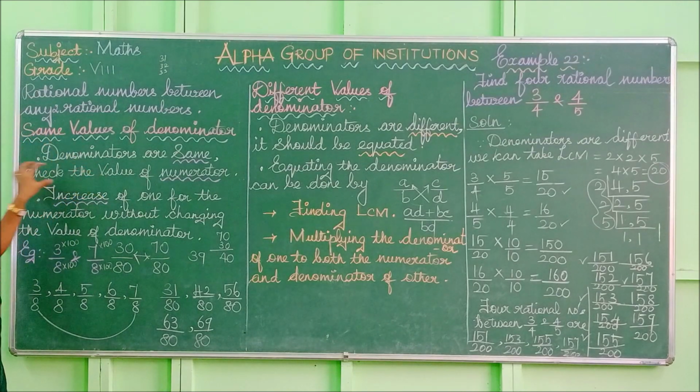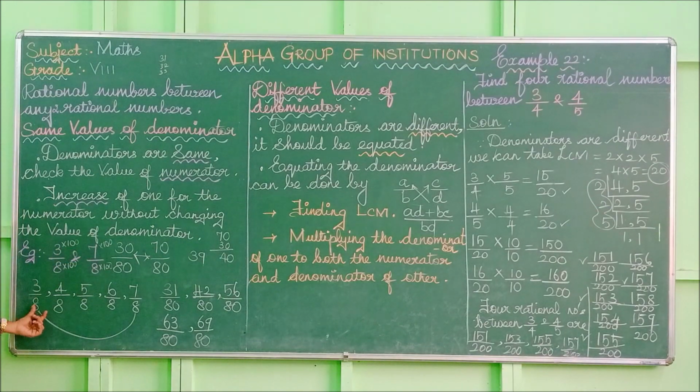Denominators are same. Check the value of the numerator. So the numerators are 3 and 7. Increase the numerator by 1 without changing the value of the denominator. So here is the denominator, you should not change it. Numerator only increases by 1.